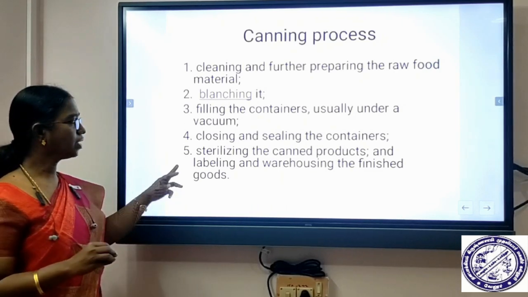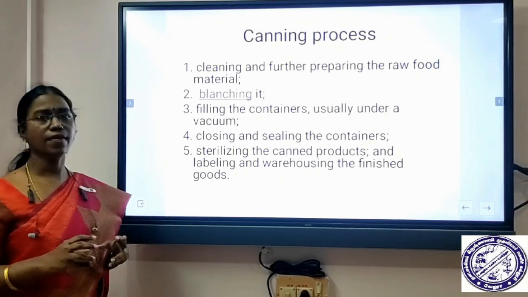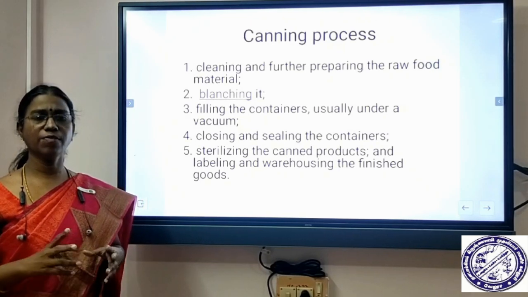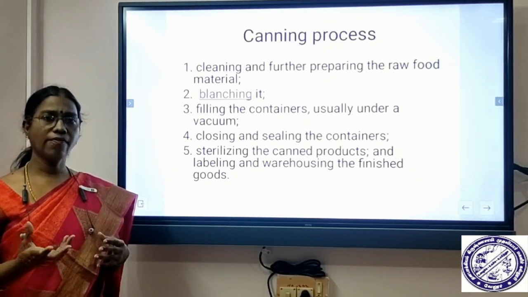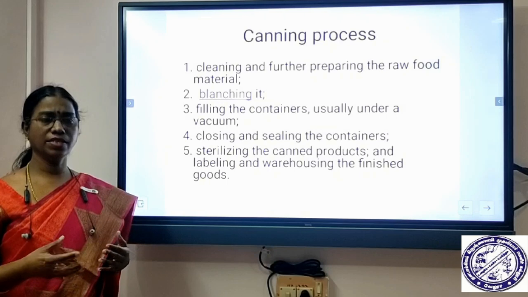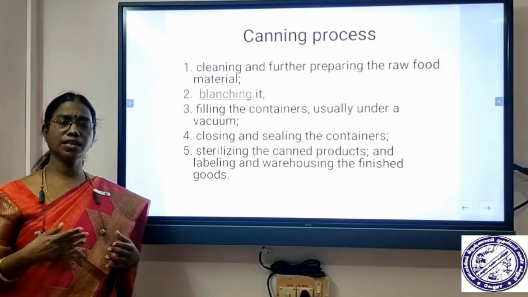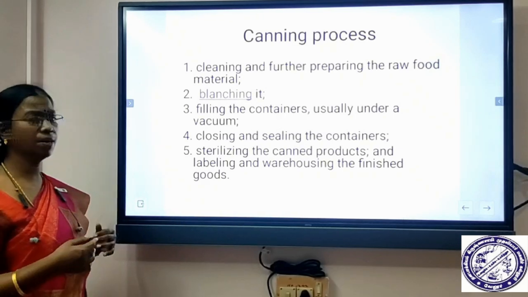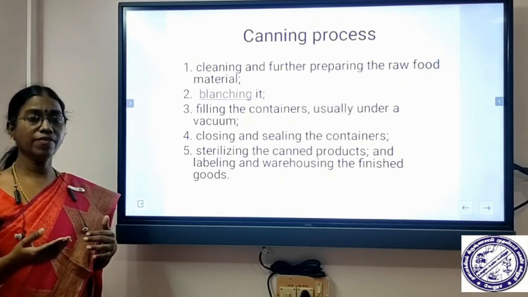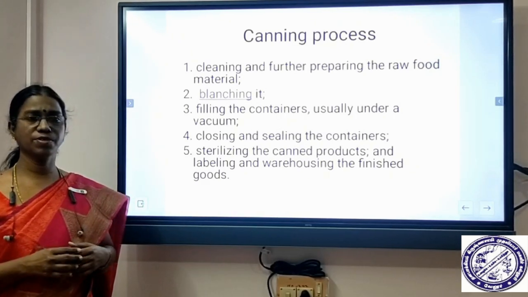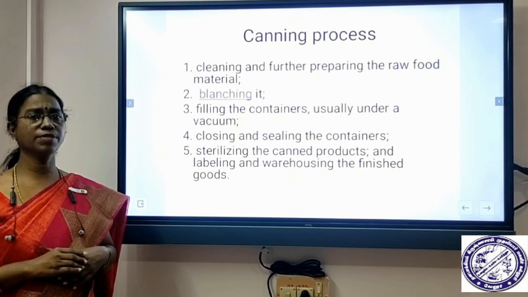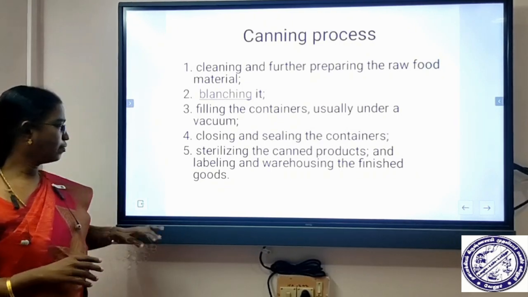In the canning process, a vacuum will be created inside. Vacuum means no air will be there. That is, oxygen will be completely removed, and sometimes it can be replaced with other gases, such as hydrogen, etc. So that there will be no air for the microorganisms to grow. So the aerobic microorganisms cannot grow in the canned foods.